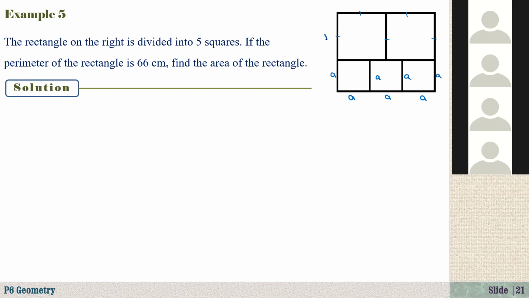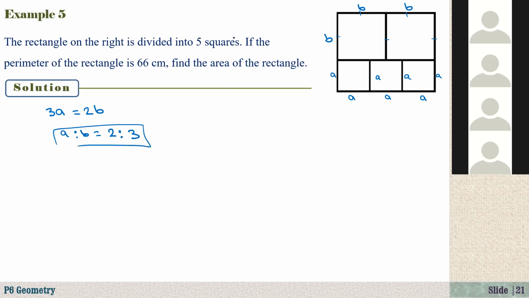And suppose that this side is B. Since it is a square, also this should be B, and this should be B. From here, what can we say? Here we have 3 times A is equal to 2 times B, which means that the ratio of A to B is equal to 2 to 3. We have already studied this, right?